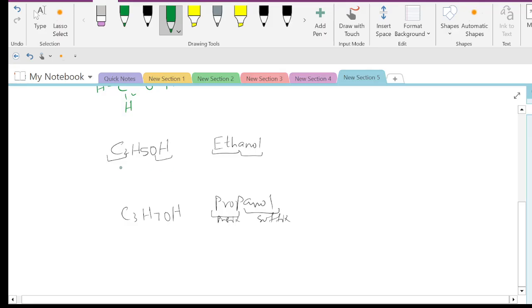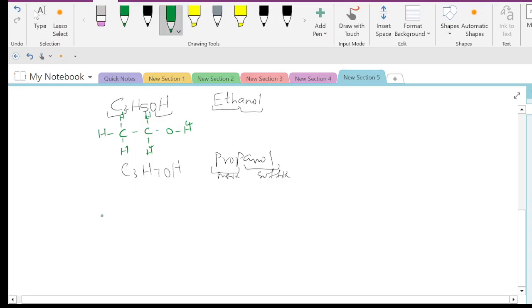If I talk about the ethanol, there are two carbons present, each carbon fulfilling the four bonds, right? The oxygen is making two bonds, and hydrogen is making one bond. So this is one, two, three, four, five, and six. There you can see six hydrogens present, one oxygen and two carbons.